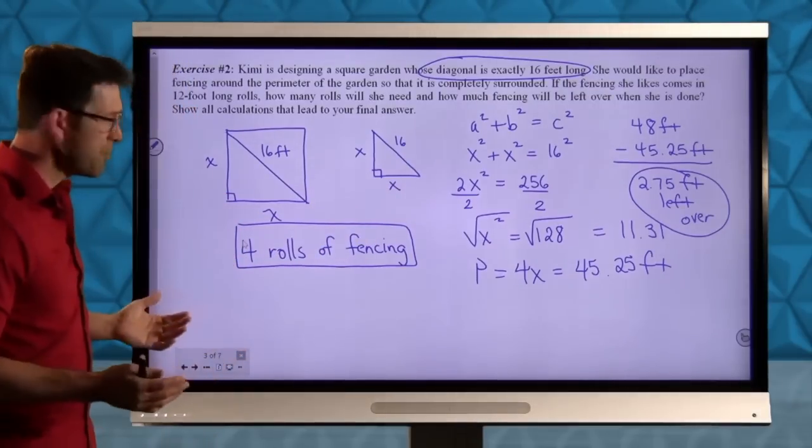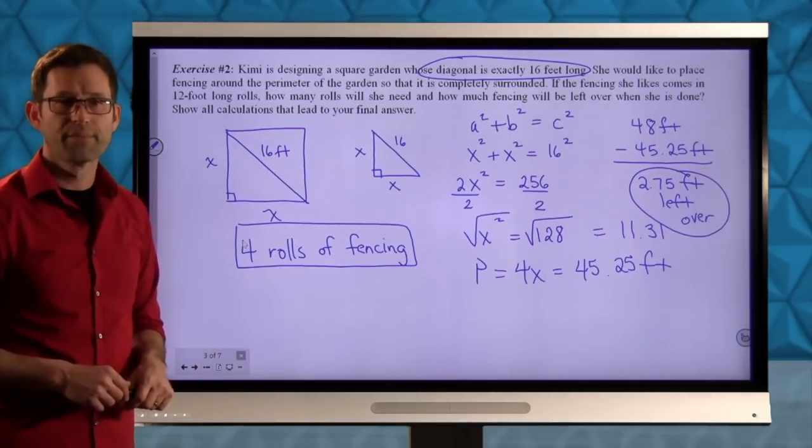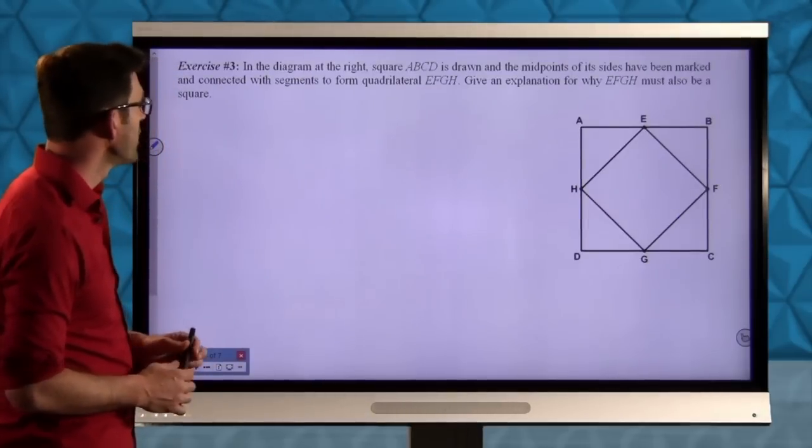All right, let me step out of the way so you can take a look at this. Remember, a lot of this we did on the TI calculator. All right. Okay, let's move on. Let's keep going. Let's see what else we have.